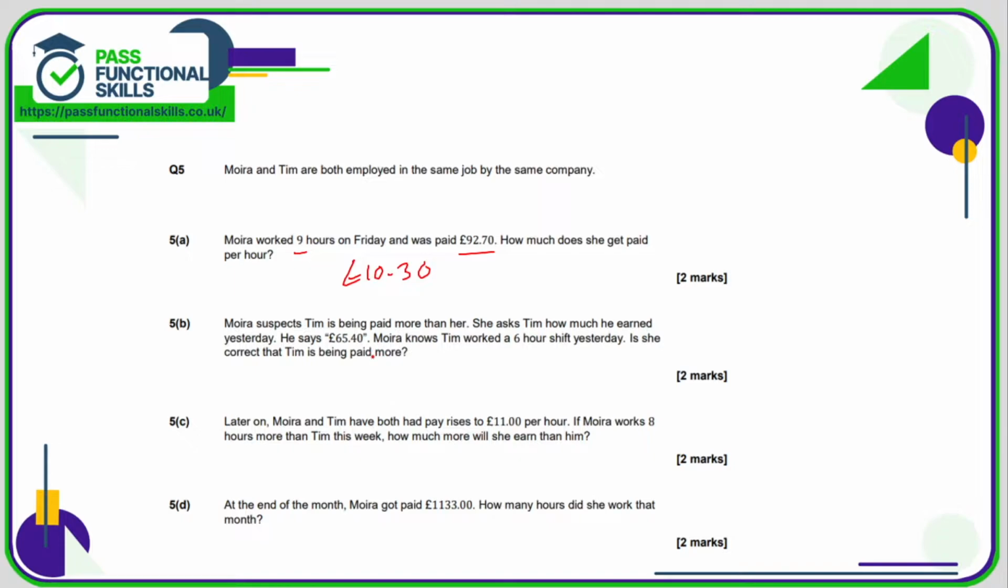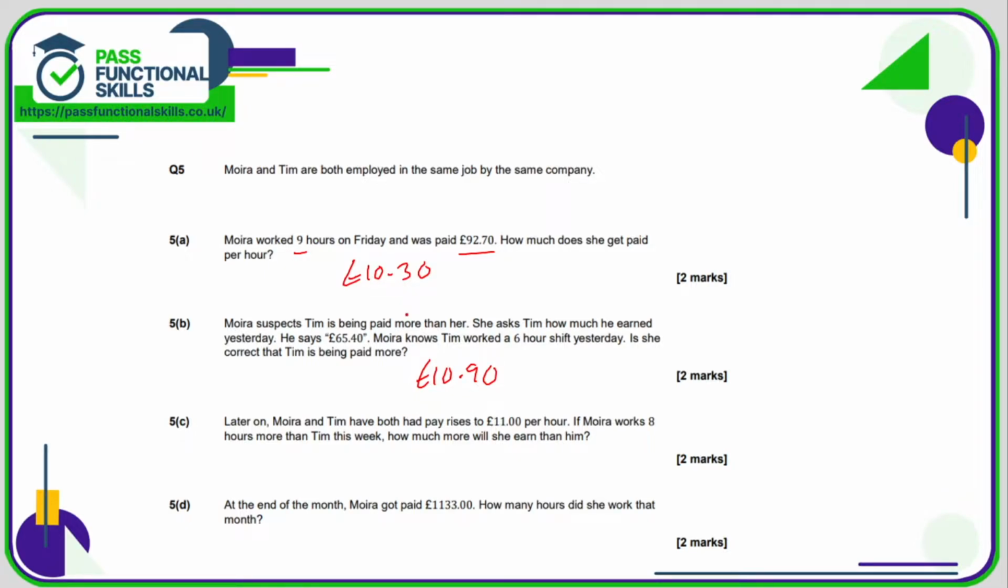Moira suspects Tim's being paid more than her. She asked Tim how much he earned yesterday, and he says £65.40, and he worked a 6-hour shift. So what's his hourly rate? Well, it's going to be the £65.40 divided by 6, and that comes to £10.90. So Moira is correct. Tim is being paid more because £10.90 is obviously greater than £10.30.